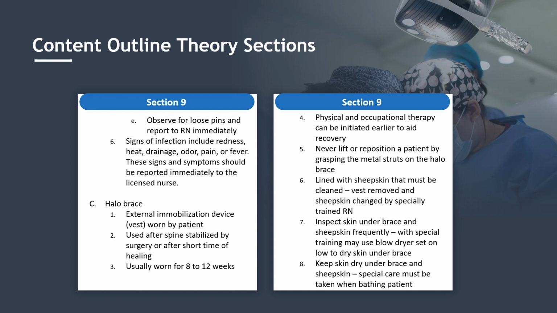Halo brace, external immobilization device, a vest worn by the patient, used after spine stabilized by surgery or after short time of healing. It is usually worn for 8 to 12 weeks. Physical and occupational therapy can be initiated early to aid recovery. Never lift or reposition a patient by grasping the metal struts on the halo brace.